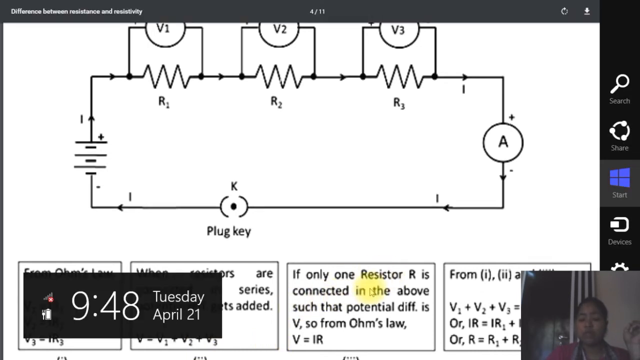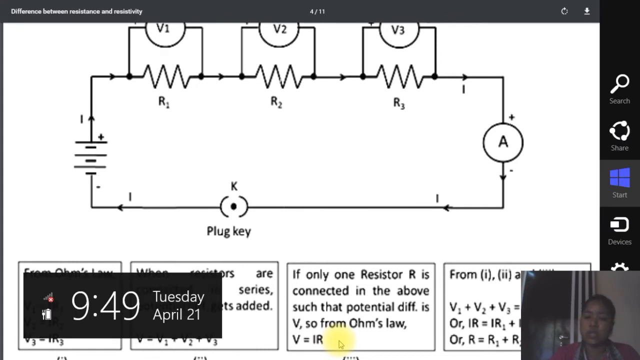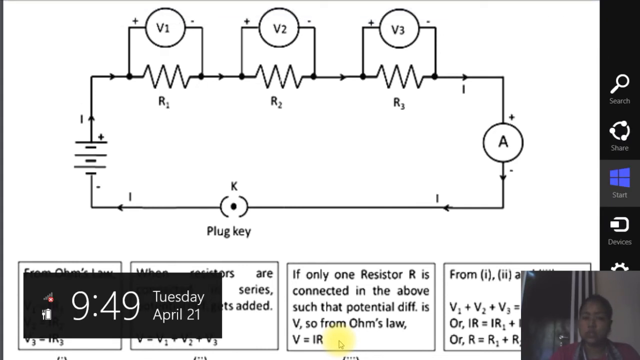Now we will assume that only one resistor is connected in the above electrical circuit. If we do not have all three resistors and have only one resistor with resistance R, the current flowing through the circuit will be I, and the potential across that resistor will be the total potential V. If we apply Ohm's law for that condition, V equals IR, which is the equivalent value of the circuit when we have only one resistor.